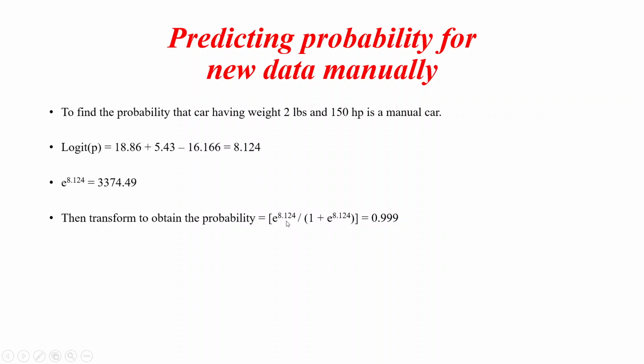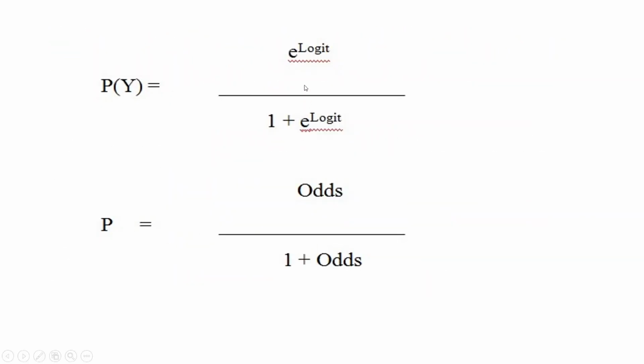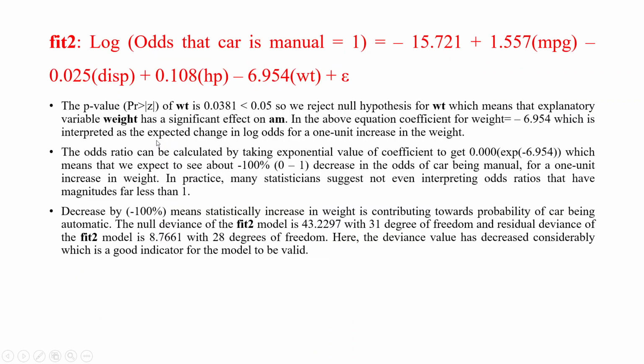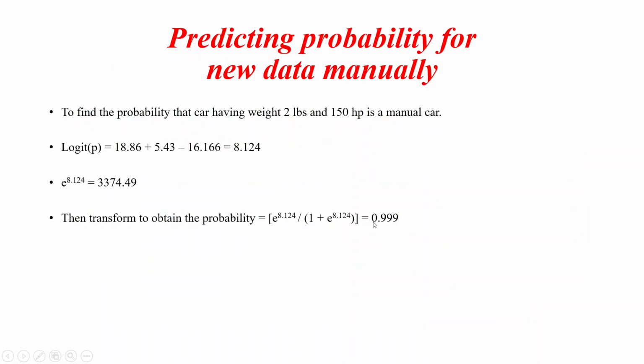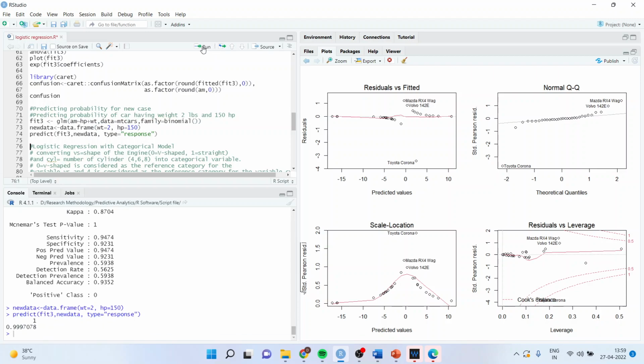Now, if you recall, this e logit is the same thing we had discussed here. E logit upon 1 plus e logit is the probability of the occurrence of the event. Now let us check whether I get the same result with the software. I should get the value 0.999. Let me go there and run the model with the new data, run, and you can see my answer is the same as we did manually.